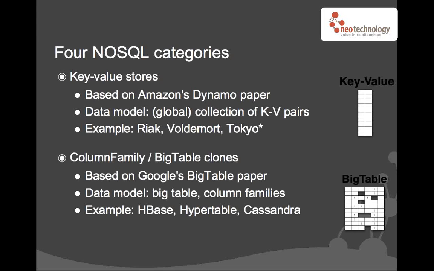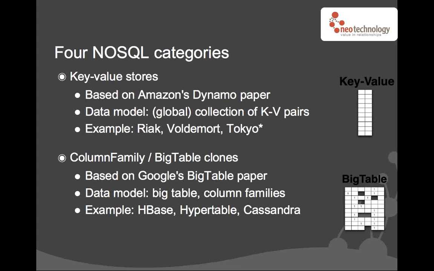The second category of NoSQL is the column family or Big Table clone category. And these were all based on an equivalent paper published by Google, where Google said basically, hey guys, we've also been able to push our systems to some extremes. And we also did this by building our own specialized type of database, and we call it Big Table. And the Big Table data model is creatively that of a big table. So it has a large tabular structure.